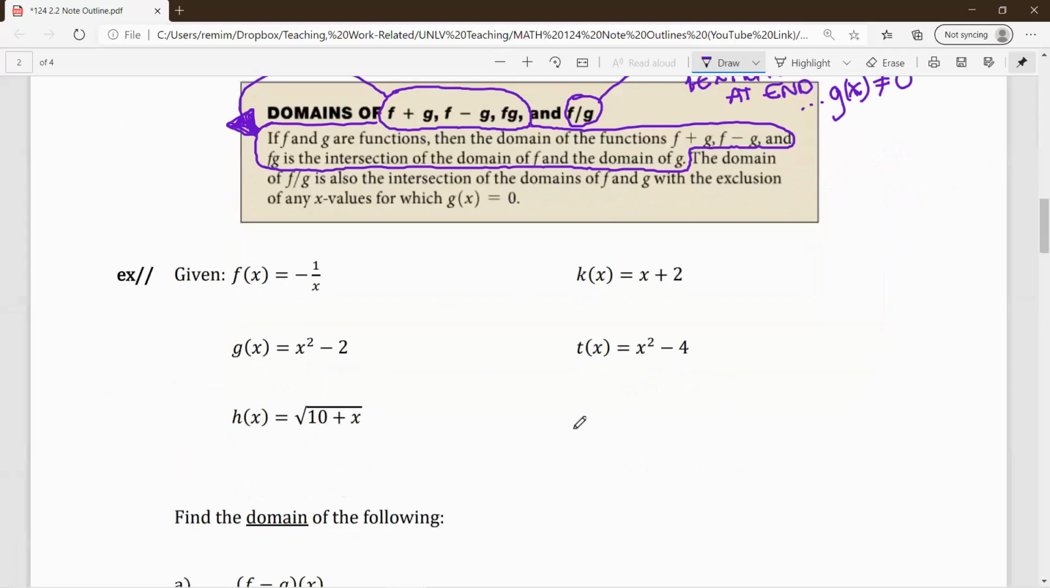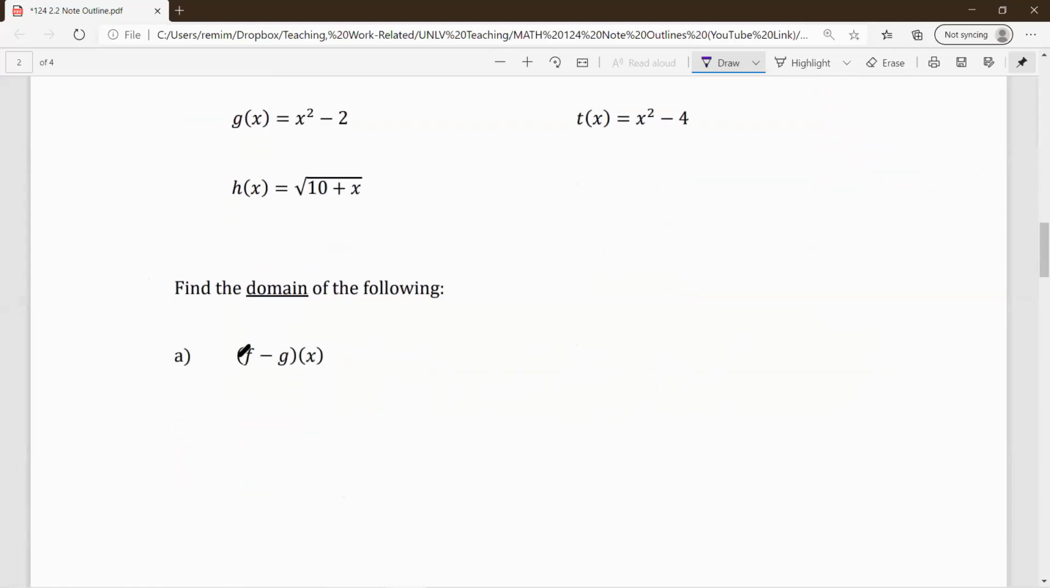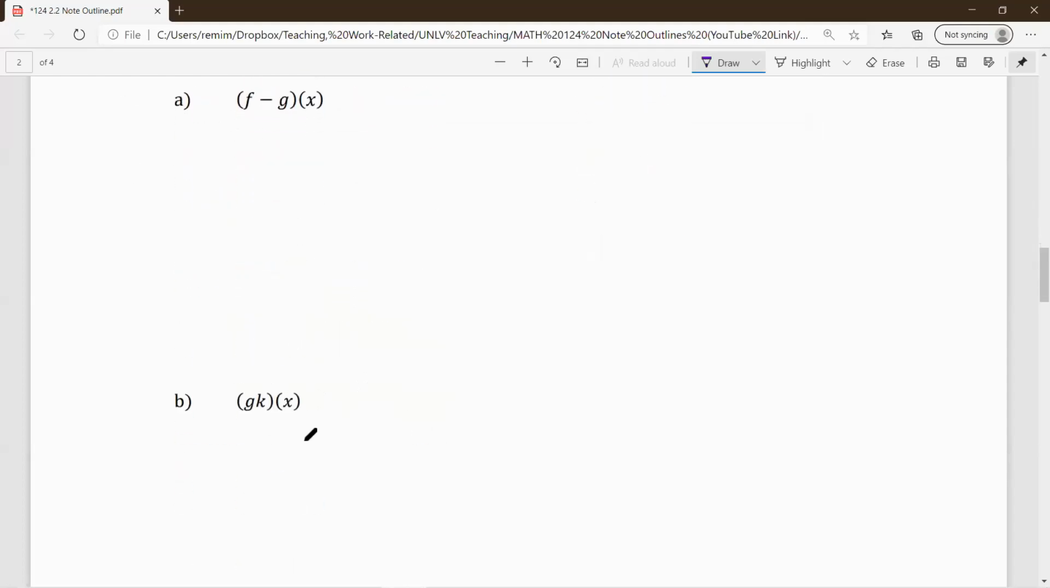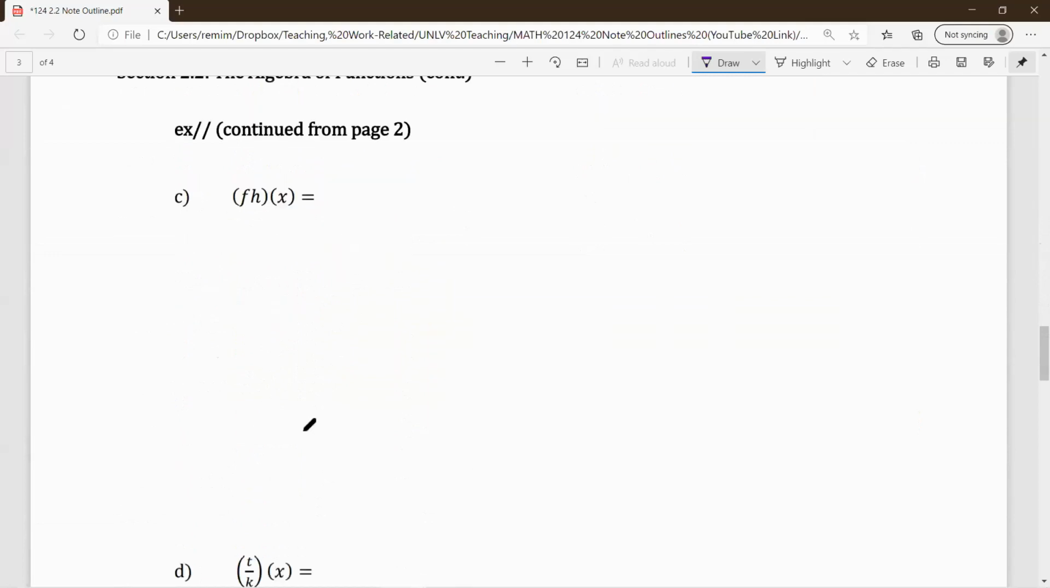So here we have 5 functions, and below it says find the domain of the following. So another thing to just note is make sure you're actually following the directions. Sometimes it's just asking you to find f minus g of x, so you would just find f minus g of x like we did on the first page. But these are different. They're not saying just find this, they're saying find the domain of this function. And then we're going to find the domain of this function, and this function, and this one, and yeah.